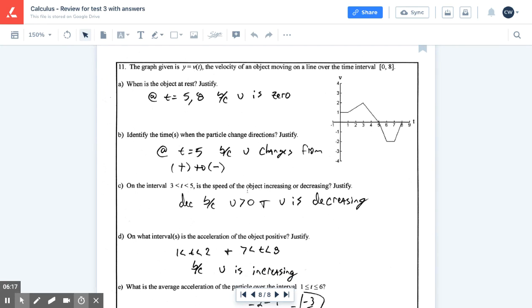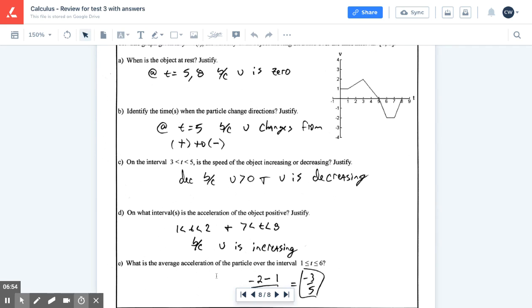From 3 to 5, is the speed of the object increasing or decreasing? So 3 to 5, if it's speed and we're looking at a velocity graph, then I want to know, is my velocity positive or negative? Is my velocity increasing or decreasing? So from 3 to 5, velocity is positive, and 3 to 5, velocity is decreasing. So since I have a positive and decreasing, they don't go together. So that means speed is decreasing. Remember, they have to go together in order for speed to be increasing. So they have to be positive and increasing or negative and decreasing. That's how speed would be increasing.